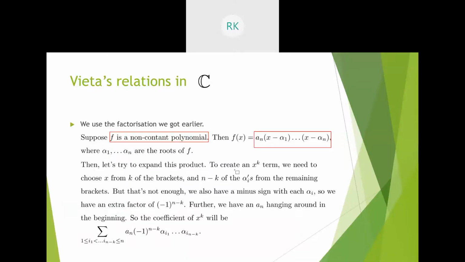Let us consider a simple case first. Since you did the quadratic, let us consider the quadratic case first. Suppose you have a times (x - alpha_1) times (x - alpha_2). Suppose you want to find the term with x in it when you expand this product. So what should be the x term?